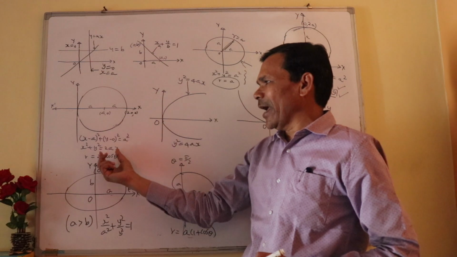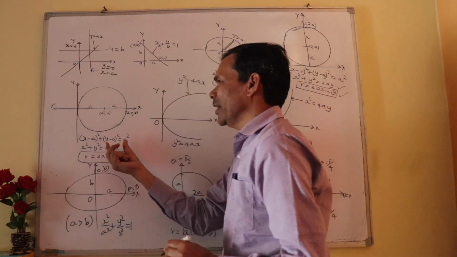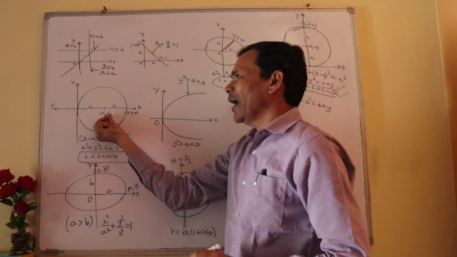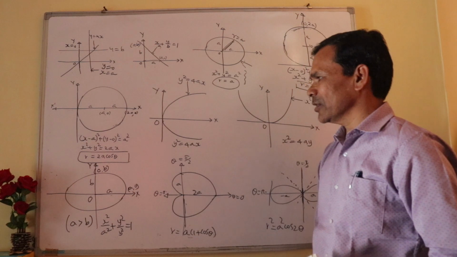And for the circle touching the y-axis, it is r equal to 2a cos theta. The center is at (a, 0), and the radius is a for this circle which is touching the y-axis.